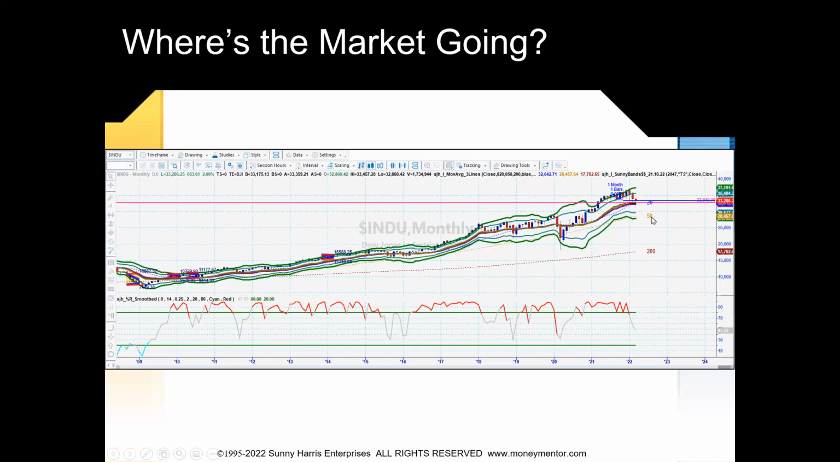These numbers are the 20, 50, and 200 moving average. So they're weeks at this point. 50 weeks is a year. So we're looking at this gold line being right down here. See the dotted line right there? 50 weeks. So that's a year's moving average.